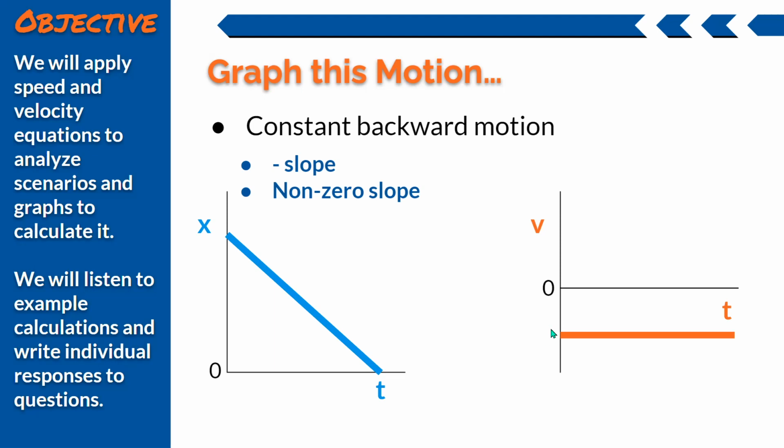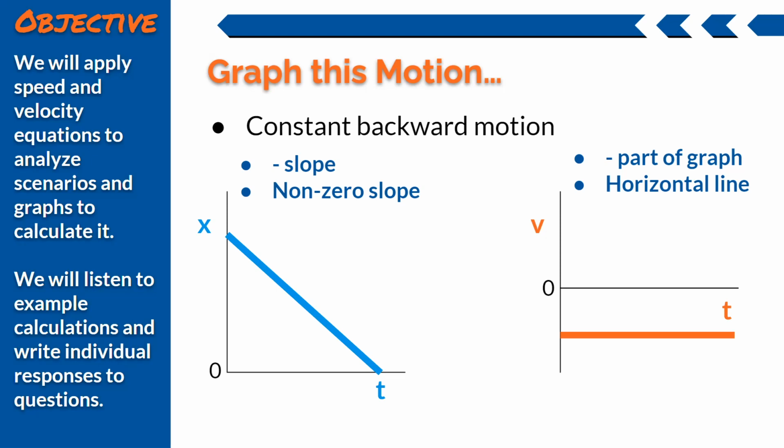I don't have it numbered. But that would mean that my velocity was 5 meters per second in the negative direction. Okay, so the negative part of the graph, a horizontal line, is how you're going to represent constant backward motion on a VT graph. And again, these two graphs could show the same motion.